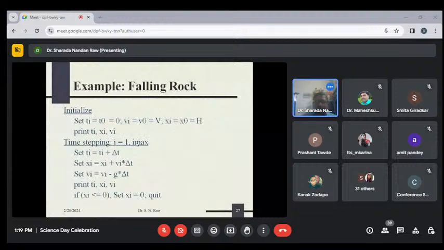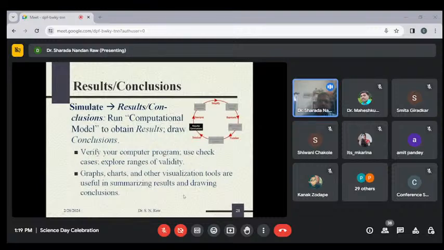Time step i is equal to 1 to i max: set ti equal to ti plus delta t, set xi equal to xi plus v into delta t, set vi equal to vi minus g into delta t. You have to use this formula, then print ti, xi, and vi. If xi is less than or equal to 0, that means displacement becomes zero. The stone hits the ground surface, then displacement becomes zero. Then set xi equal to 0, then quit. Okay, so जब stop कर देंगे जैसे hit करता है, then you see the result.